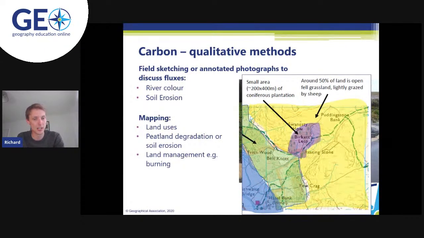The way the land is managed could be everything from tree planting to capture more carbon through to the burning of heather moorland, which is a big source of carbon emissions in upland areas. So other observations out there, not just direct quantitative measurements, could definitely help support your investigation as well. Those fluxes are very difficult to measure, but you can still see evidence of them out and about.